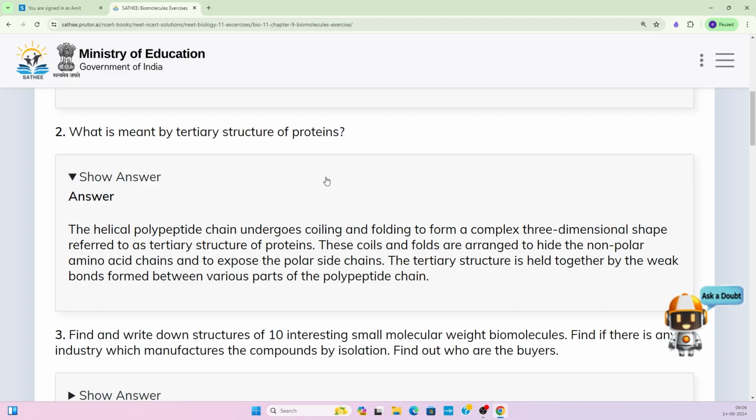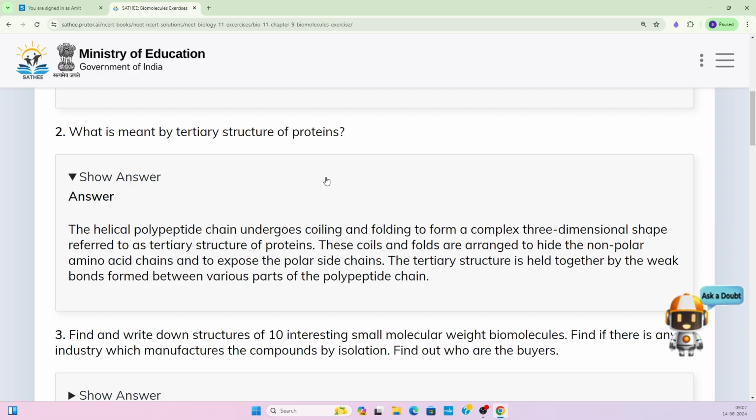Now this primary structure can get folded in either of two forms, that is the alpha helical structure or the beta pleated sheet. That is showing the secondary structure. Once the primary structure is formed, it forms a coil-like structure, that is the alpha helix, or it forms a sheet-like structure, that is the beta pleated sheet, right? So these are the two different forms of the secondary structure.